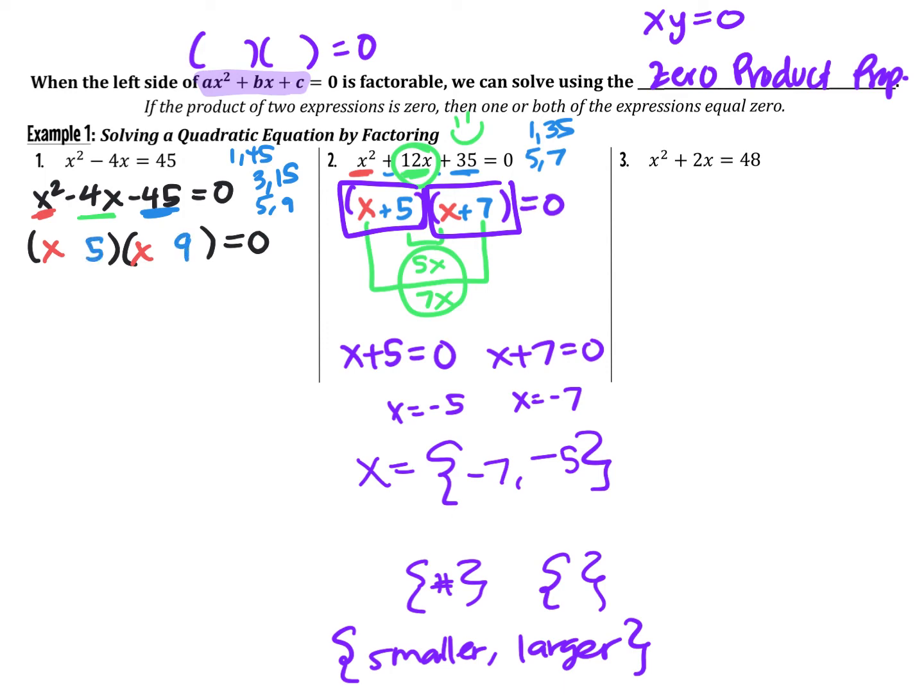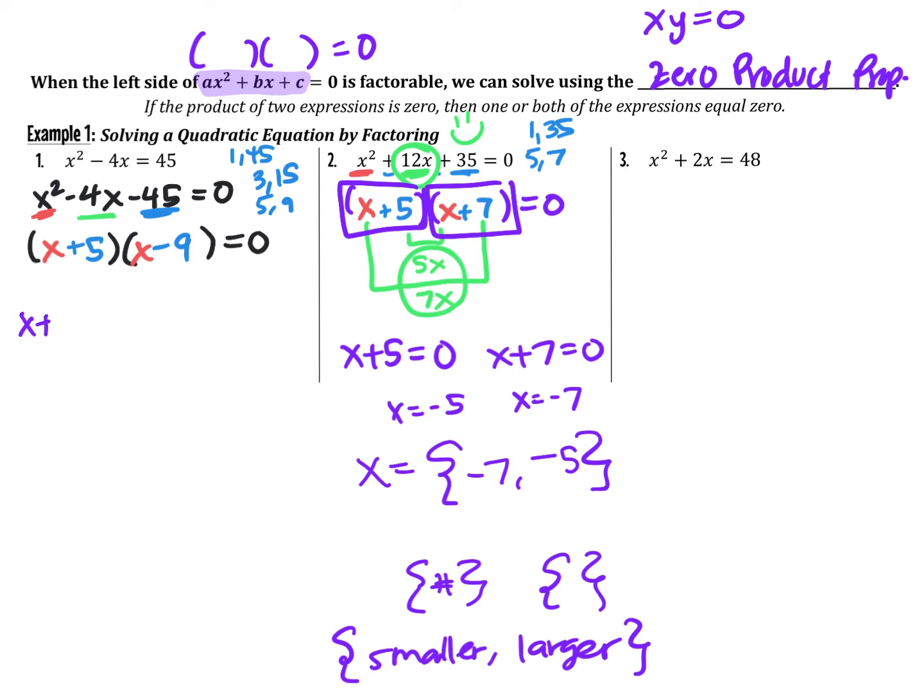I'm multiplying to get -45, so one of these two things needs to be negative. So I'm going to make my 9 negative and my 5 positive, and then I'm going to check. 5 times x is 5x. X times -9 is -9x. That does, in fact, give me -4x. So my factoring is good.